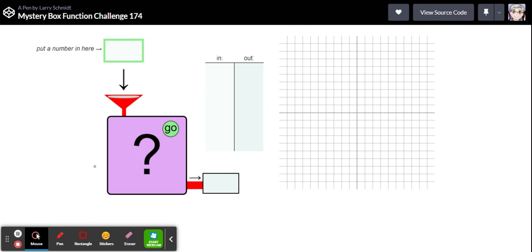In the purple mystery box we have some math and your challenge is to figure out what that math is. You can try this out, use the link in the description, and when you've got an idea come on back and see if we get the same thing.